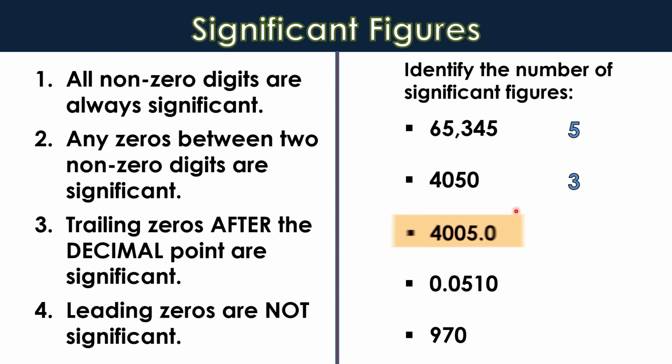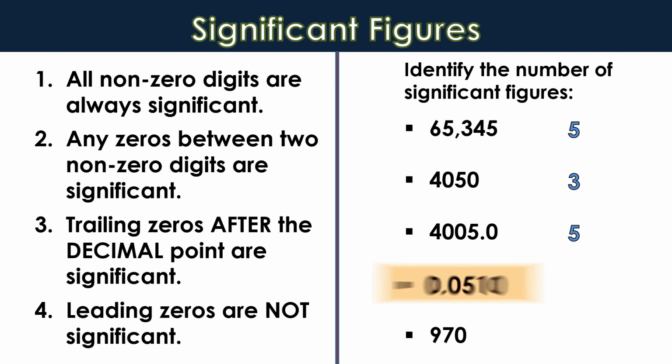Next, for the third, 4,005.0. So with this, we have 5 significant figures. So pasok si number 1 rule, pasok yung number 2 rule. This time, dalawa yung zeros na meron, sandwich. And then trailing zeros after the decimal point. This time, okay, yung zero natin is satisfied with the third rule, trailing zero after the decimal point.